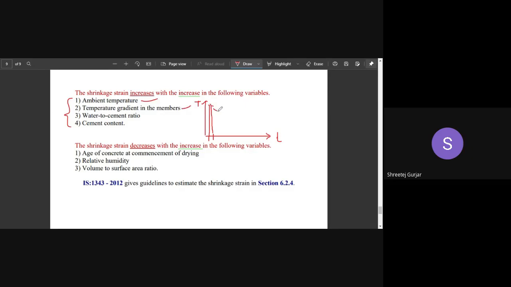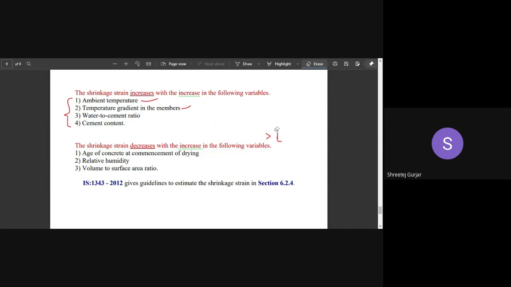But if your temperature gradient is lower, if it has a slope like this, you can see it will take a considerable amount of time, right? It will take this much amount of time for the loss of moisture. So if the temperature gradient is steep, there will be more shrinkage strain compared to this slope. If the slope is lesser, the shrinkage strain is lesser. So this is your temperature gradient.